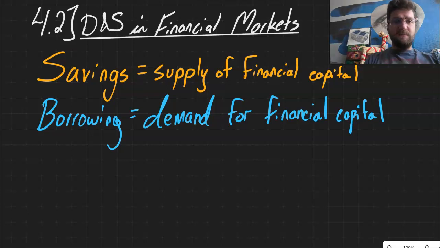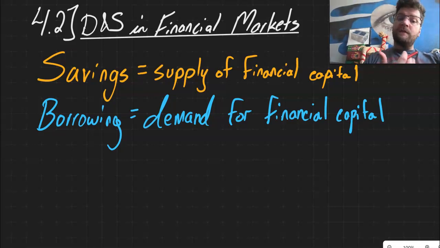Today we're going to be talking about demand and supply, but in financial markets. So if you've been watching the recent videos, you know we've talked about demand and supply just generally. We talked about it in terms of labor markets in 4.1, and now we're going to talk about it very quickly in terms of financial markets.